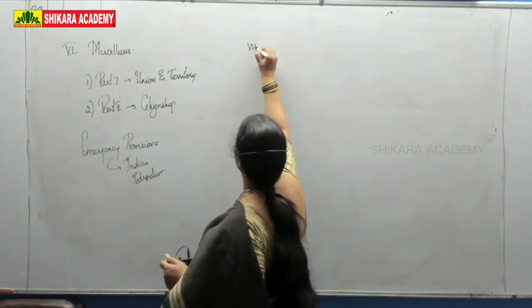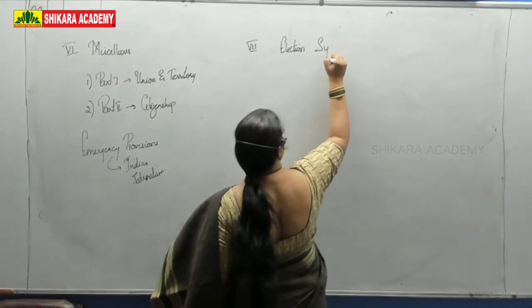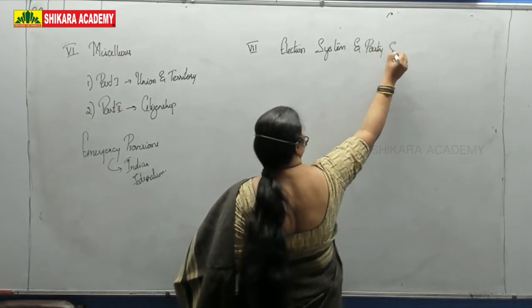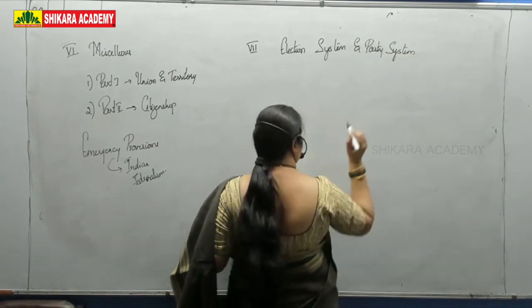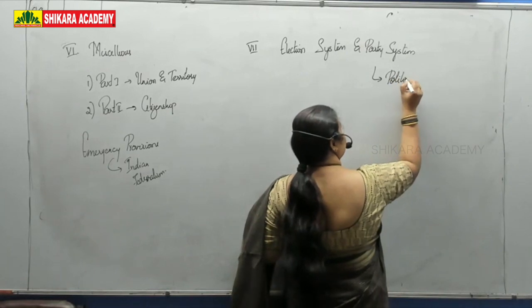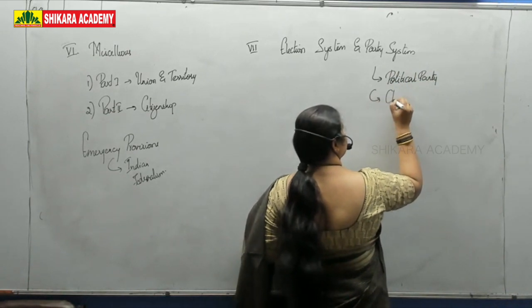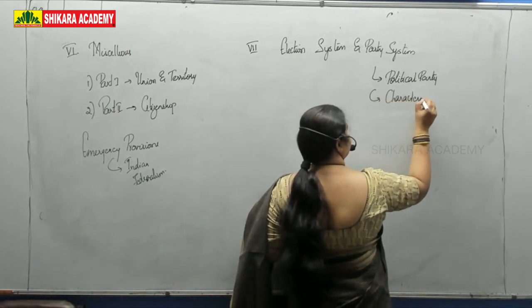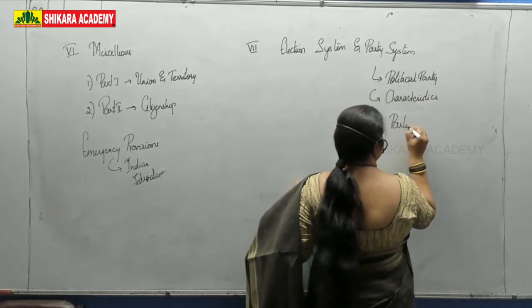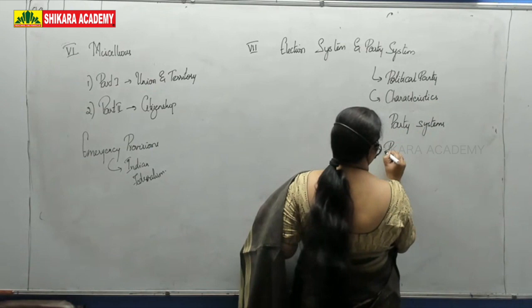The 7th part will be election system in India and party system. Party system is a topic where we are going to discuss what we mean by a political party, the characteristics of a political party. What are the different types of party systems? How do you register a party in India? Registration of political party in India.